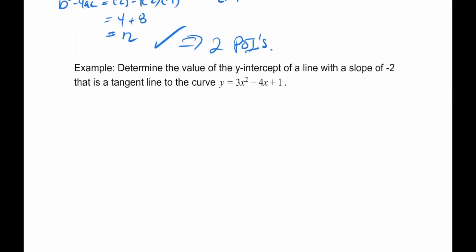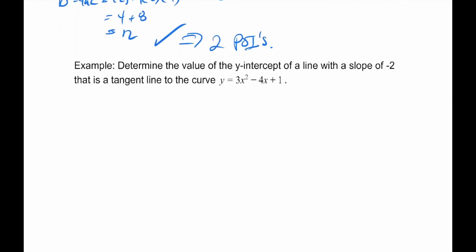Another thing that we might be asked is that if we are given a quadratic, so in this case y equals minus 3x squared minus 4x plus 1, we might want to find the equation of a straight line so that it's tangent with this quadratic. And in this case, we want this line to have specifically a slope of minus 2. So how do we go off and do a question like that?